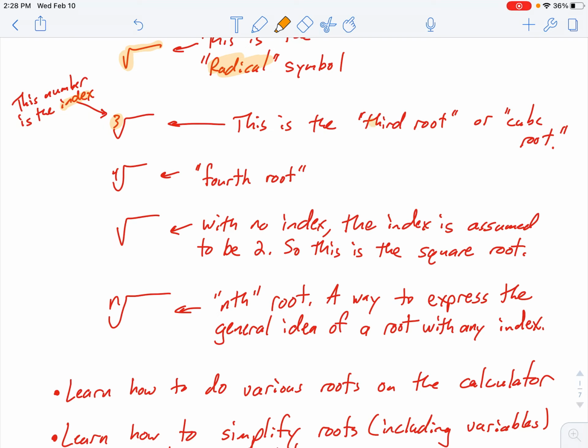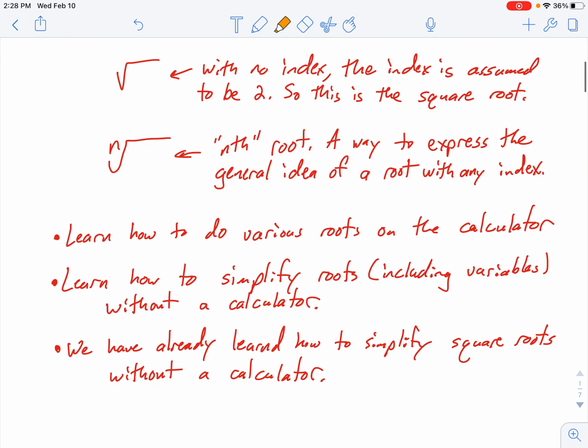So, for example, this is a third root, or it might be called a cube root. This one with an index of 4 is a fourth root. You can have a fifth root, sixth root, whatever. Now, when there is no index, but it's still being used in a mathematical equation or expression, it's assumed that there is a 2 as an index. It's never actually written, but when you just have the radical symbol with no visible index, you just assume that's going to be a square root.